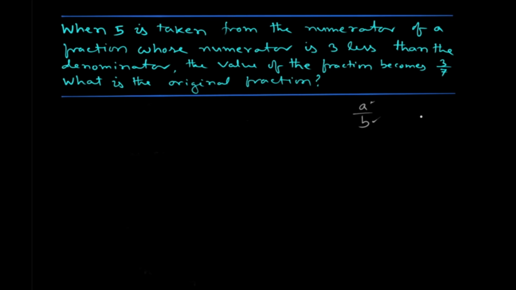Suppose the denominator is 11 and the numerator will be 3 less than this, that is 8, so it will be 8 by 11. You can see that the numerator is 3 less than the denominator. He is saying that the fraction is such a thing.